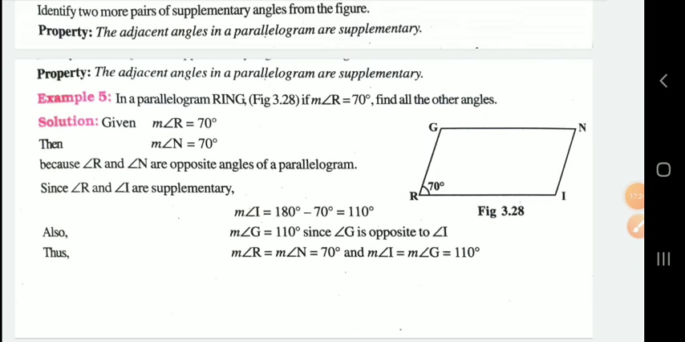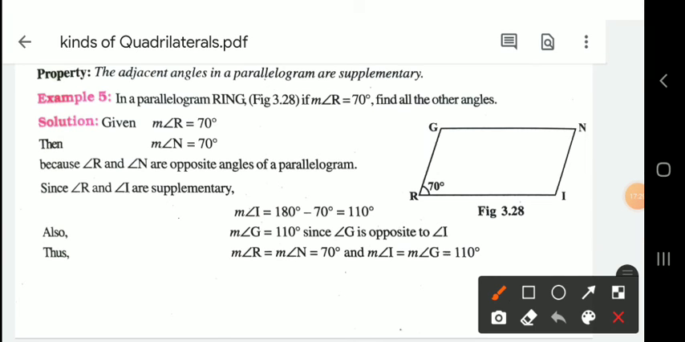We are going to learn one example. Suppose this is a parallelogram RING. Now RING is the parallelogram. We are given that measure of angle R is equal to 70 degree and you have to find all the remaining angles of this parallelogram. That means we have to find angle I, angle N and angle G. But we have learned that opposite angles of parallelograms are same. So angle R is equal to angle N. So here we get angle N is also 70 degree, right?